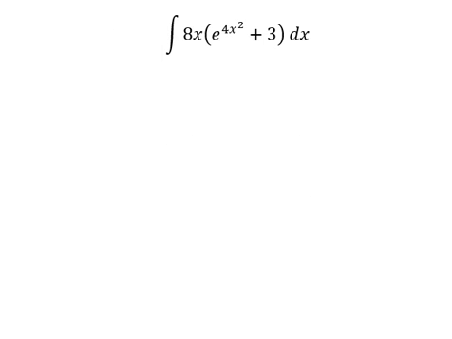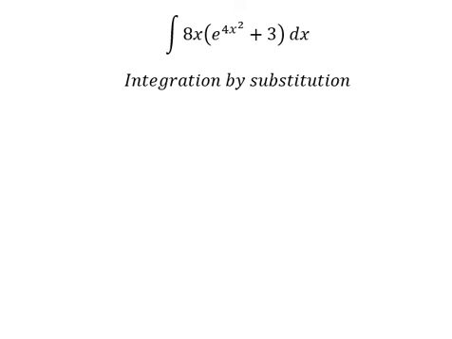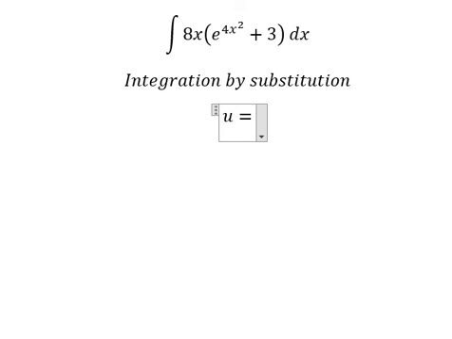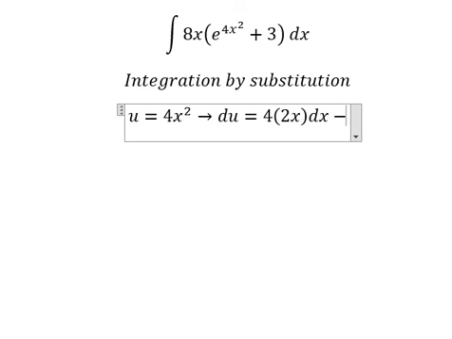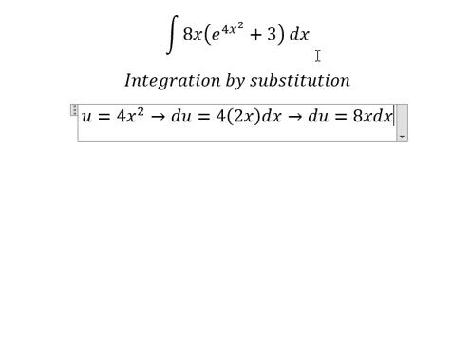Question number 2. We need to use integration by substitution. So I need to put u equals 4s squared. After that, we do the first derivative for both sides. The first derivative of s to the power of 2, we have 2s. And we get 8s ds.